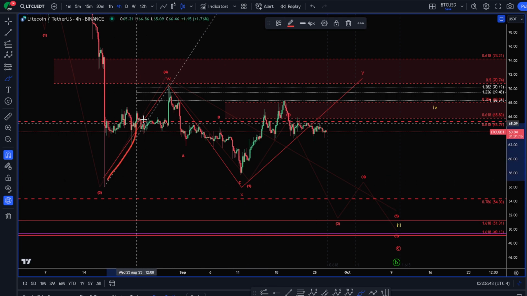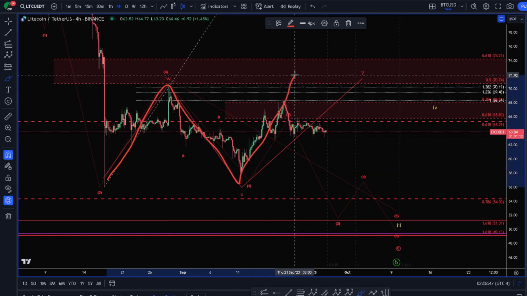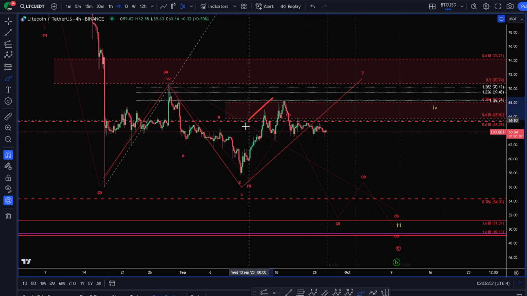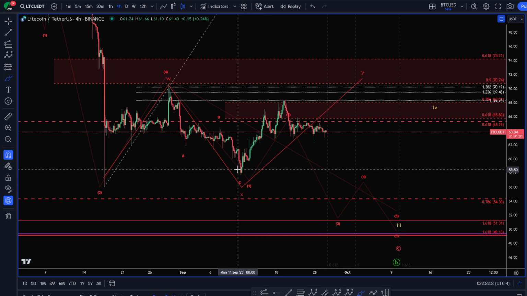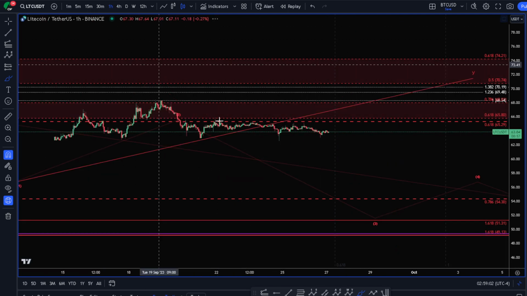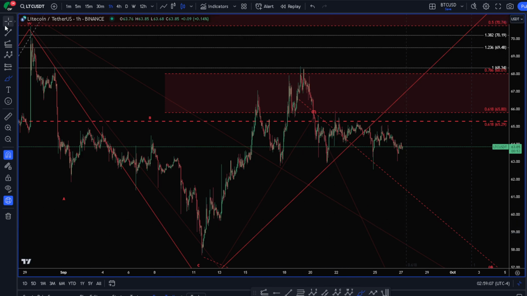First of all, I had this initially as a flat correction potentially, 335. Which technically could be in, but this is a pretty ugly wave in here. I suppose you can count it as 5, but I just don't really like it. There's not good wave separation here. It looks more like a complex correction than an impulse.